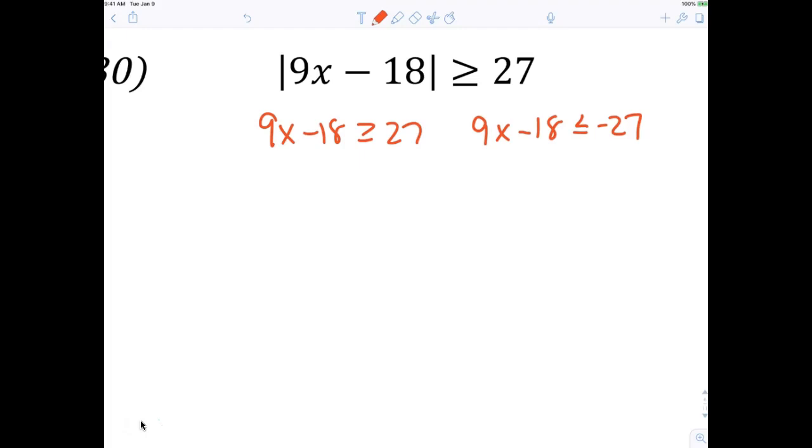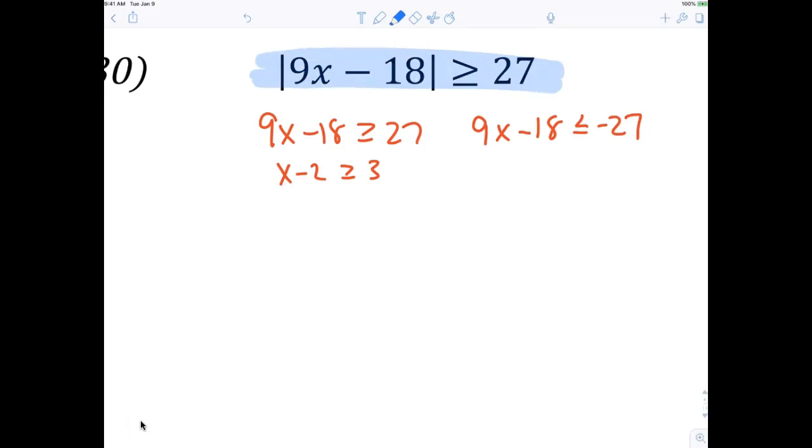Now, if you want to go from this point right here, you can divide by 9. So you could just say x minus 2 is greater than or equal to 3. Okay, I thought you were talking about the inequality. All right. First, take care of the inequality. Then I like that right there.